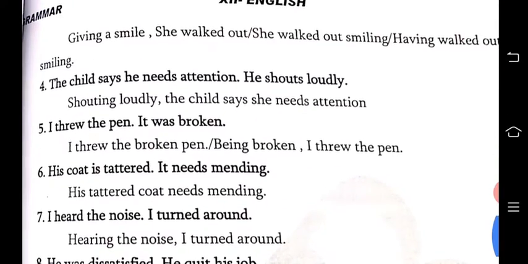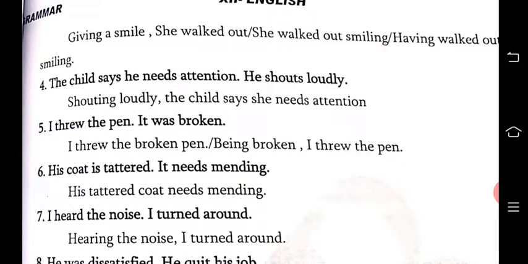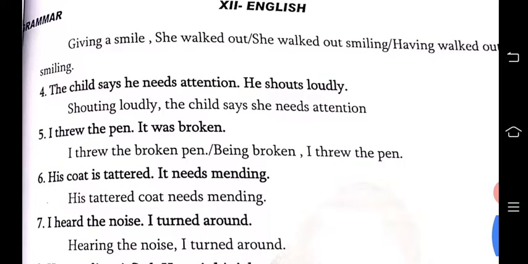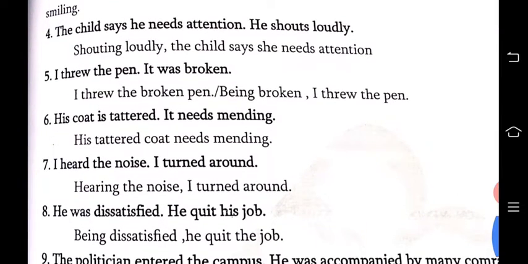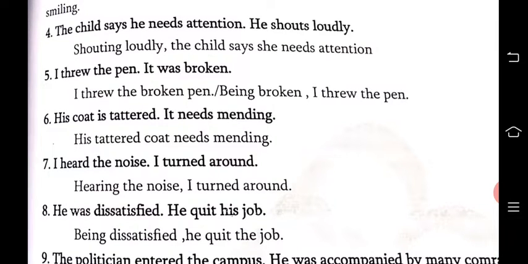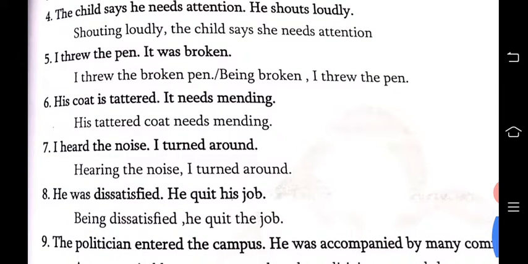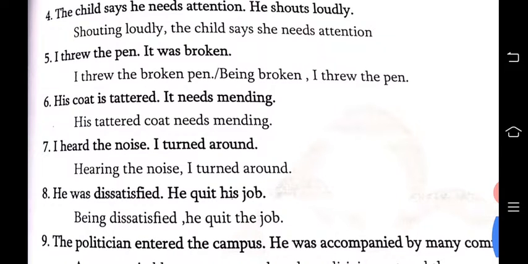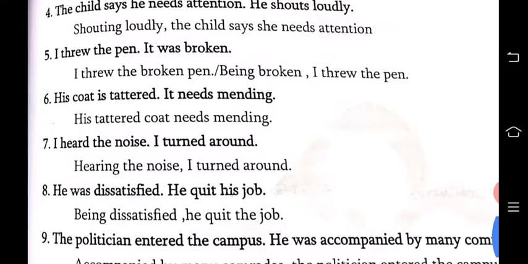And then she walked out. She was smiling. So giving a smile, she walked out, or she walked out smiling, or we can say having walked out smiling. And then the child says he needs attention. He shouts loudly. Shouting loudly, the child says she needs attention. I threw the pen, it was broken. I threw the broken pen. Easily we can join. Or you can say being broken, I threw the pen. His coat is tattered. It needs mending. His tattered coat needs mending. Got it? His tattered coat needs mending.